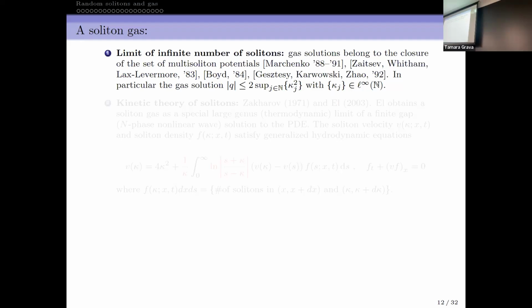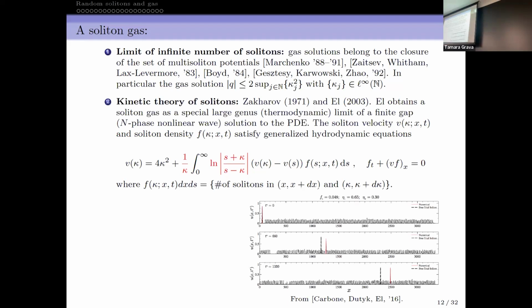Then, another group of people who studied the infinite soliton limit was Zakharov and El. This is in 1971 and 2003. They were interested in the interaction of a large number of solitons. This paper of Zakharov, 1971, is called Kinetic Theory of Solitons. It basically studied the behavior of the interaction of a large set of solitons and introduced an equation that he called the kinetic equation for a soliton gas.